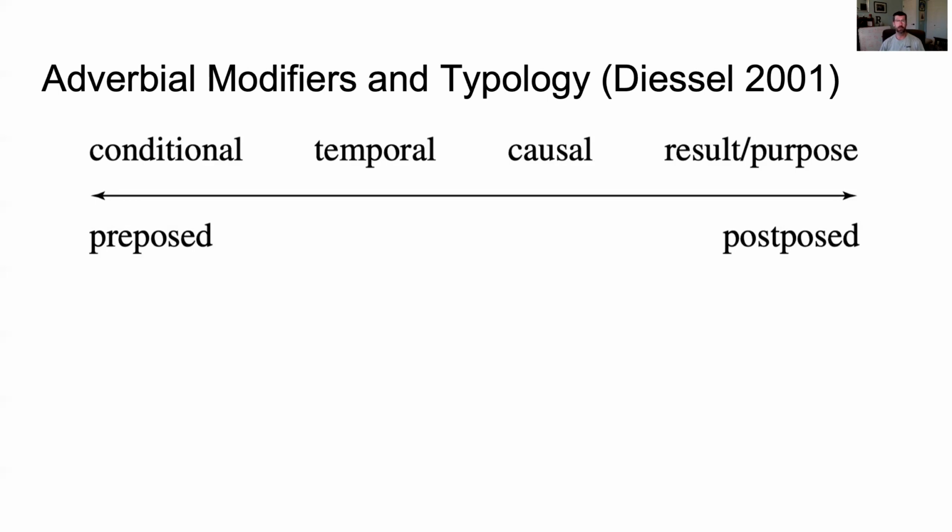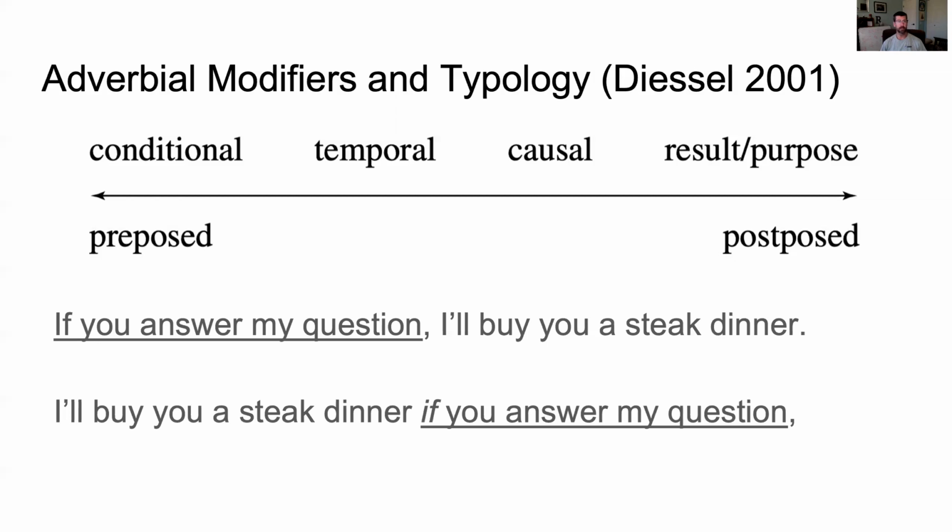Well, some of that has to do with the content it conveys, because conditionals affect the truth conditionality of the main proposition. They typically are disclosed first. So if you answer my question, I'll buy you a steak dinner. If I put that condition at the end, it has the pragmatic effect of sounding like a gotcha. Because if I say, hey, I'll buy you a steak dinner, it makes it sound like there's no strings attached, because I've just made a commitment to buy you a steak dinner.